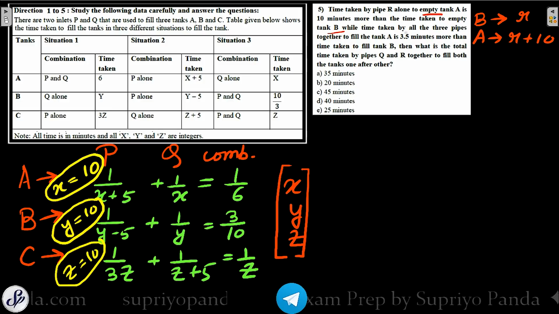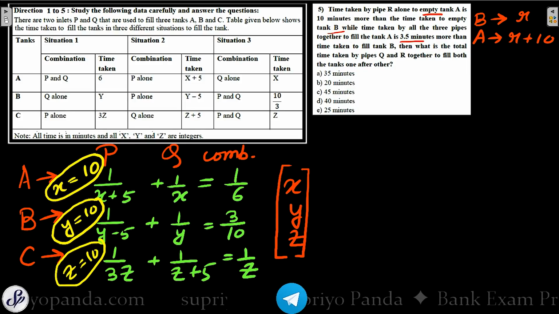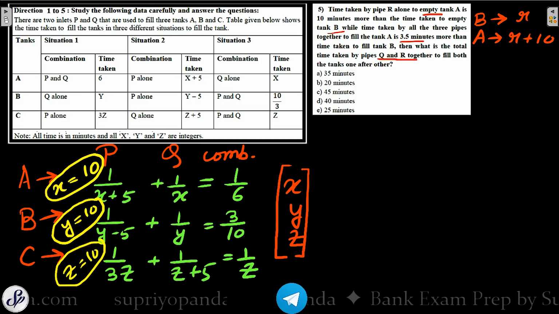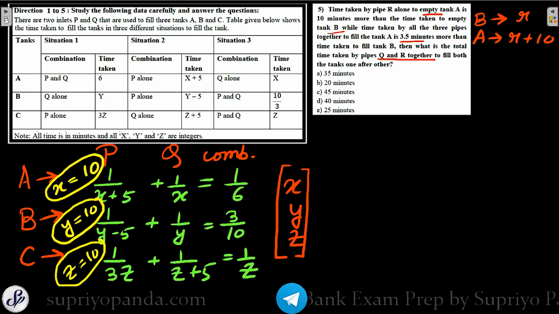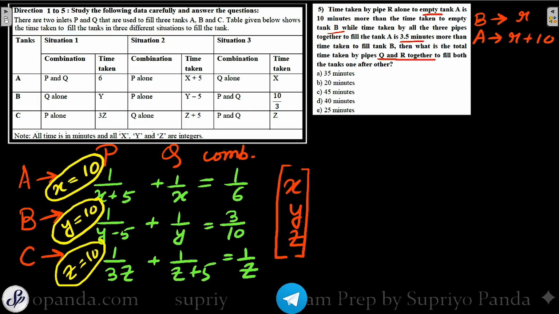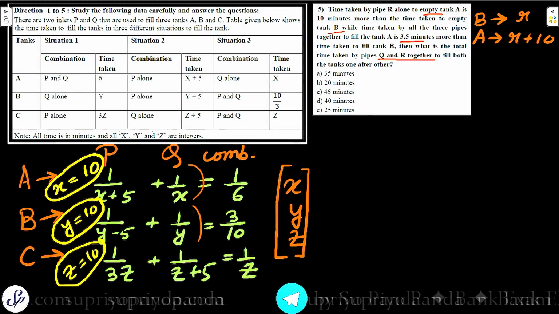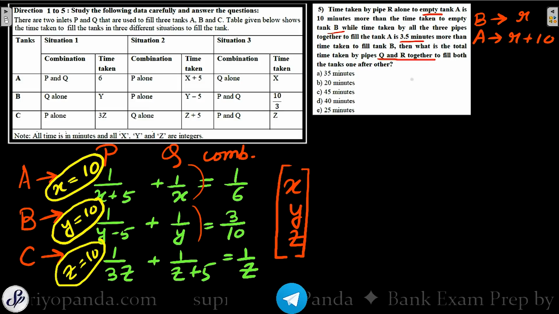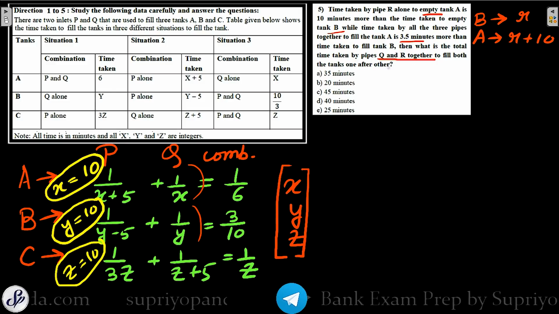While the time taken by all the 3 pipes together to fill the tank A is 3.5 minutes more than the time taken to fill tank B, then what is the total time taken by pipes Q and R together to fill both the tanks one after another. Okay, so I understand that in A we have to use this entire equation, like the P and the Q and also the R. So this thing will be used, and also for B we are going to use this, and we are going to use the R as well with this. So we are going to form two equations, and then this will be a huge quadratic equation, and then we are going to again calculate the Q and R together and find the answer.